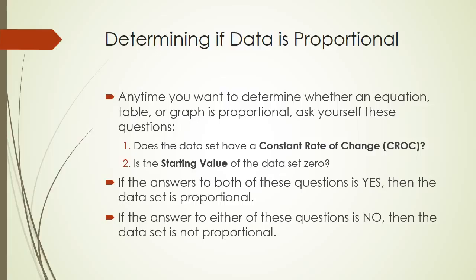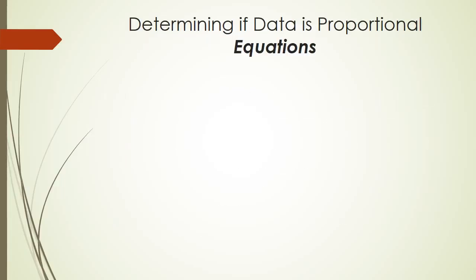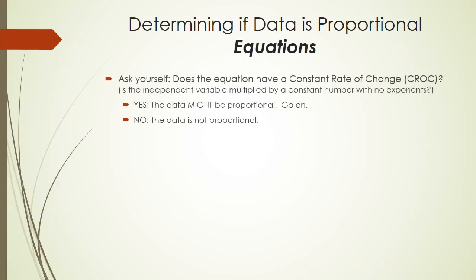So we're going to look through now how we check to see if a set of data is proportional, whether we're looking at an equation, a table, or a graph. So let's start with equations. We're going to ask ourselves the same two questions every time. First question: does the equation have a constant rate of change?